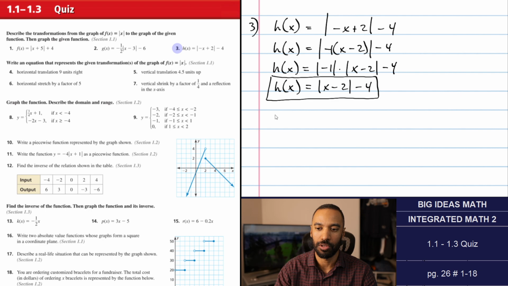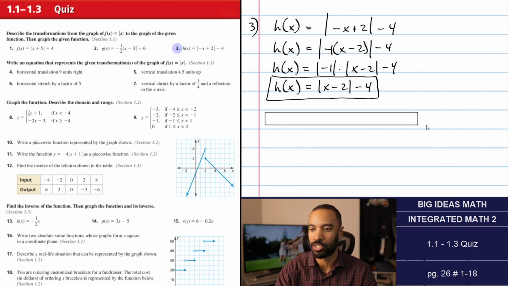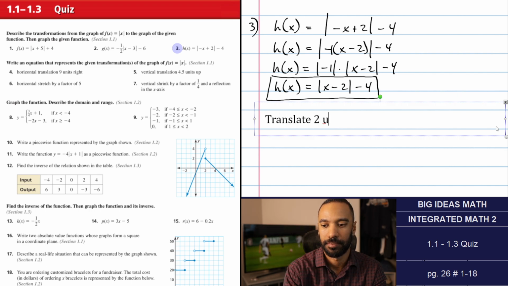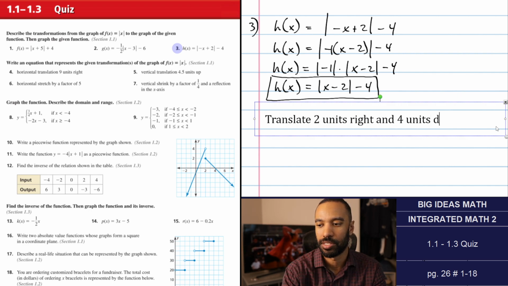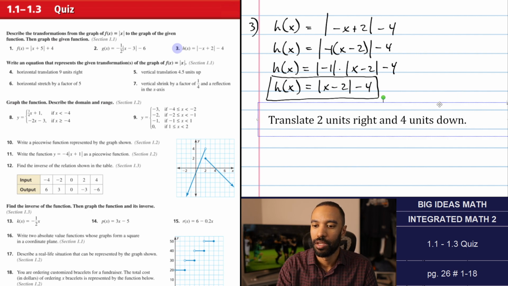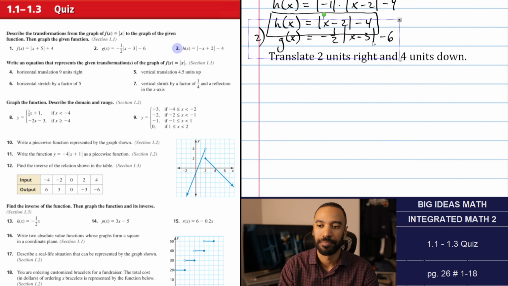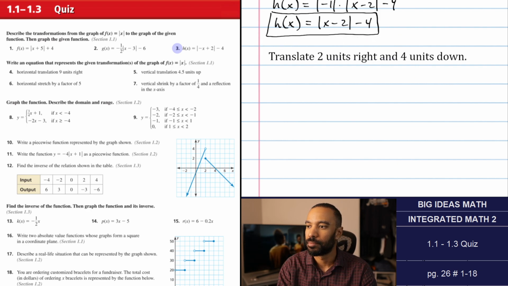So there is no vertical stretch or compression. There are no reflections. We are just going to translate. We will translate 2 units right and 4 units down. So that's the description of that, and we are going to make its graph as well.